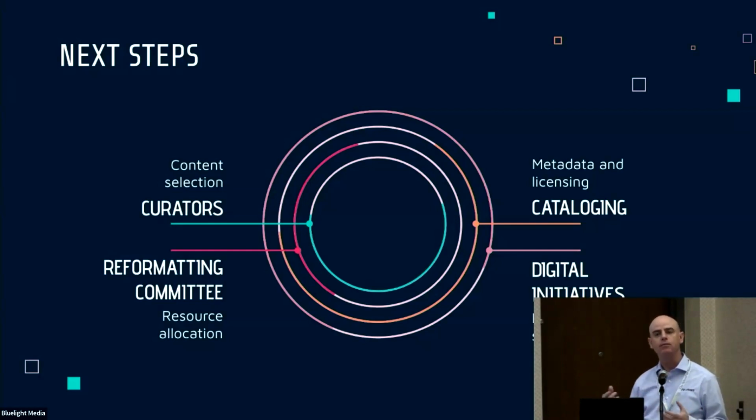So we need buy-in from our reformatting committee that approves the projects, from our cataloging department that has control over the licensing agreements and metadata reuse or distribution, and then our digital initiatives unit, which controls platforms, and so how that metadata would be made available along with the images.